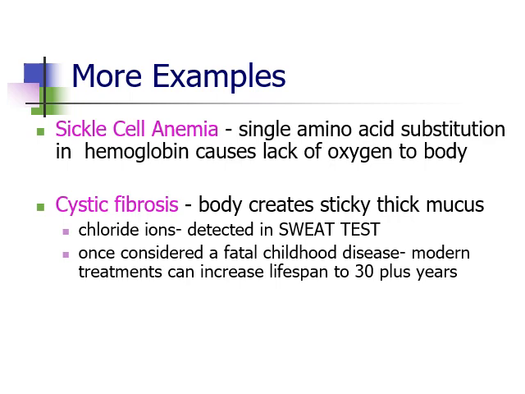This creates a sticky, thick mucus inside the lungs. One way to test for this is by doing a sweat test. We can look for chloride ions in a person's sweat to see if they have this condition. This was once considered a fatal childhood disease. A lot of children still might not make it past their childhood, but modern treatments can increase the lifespan to over 30 years.